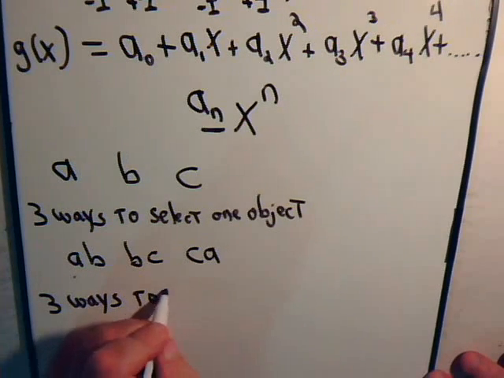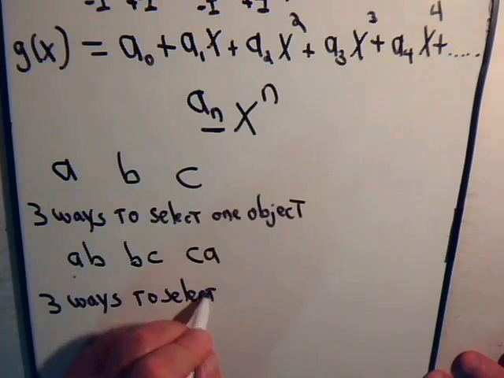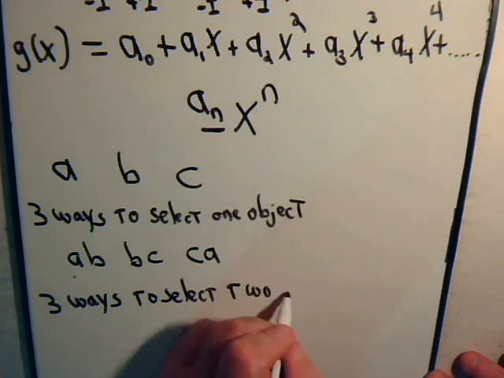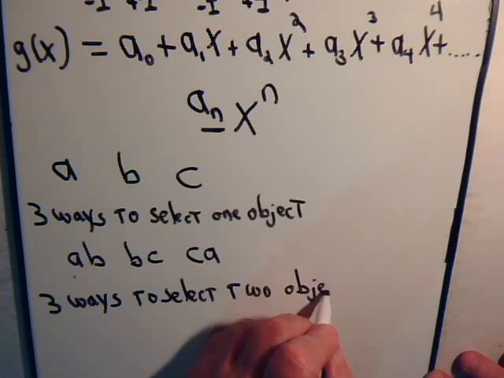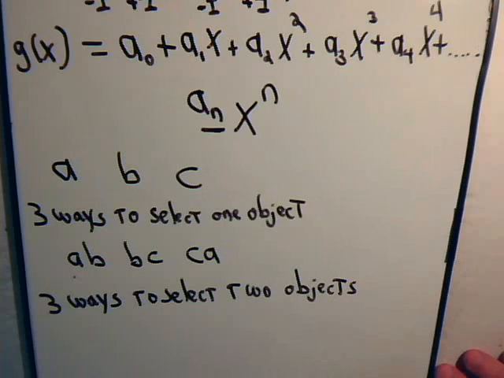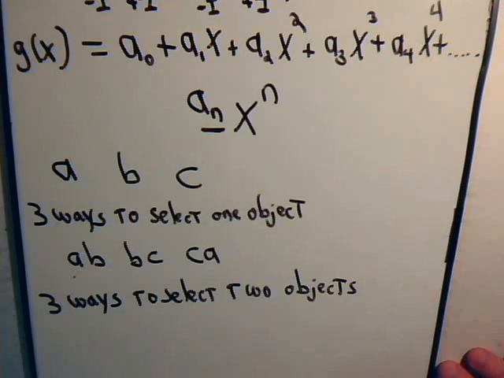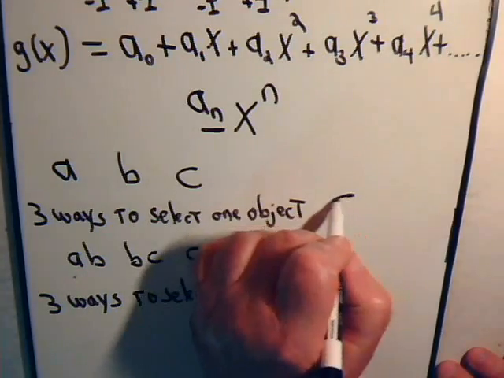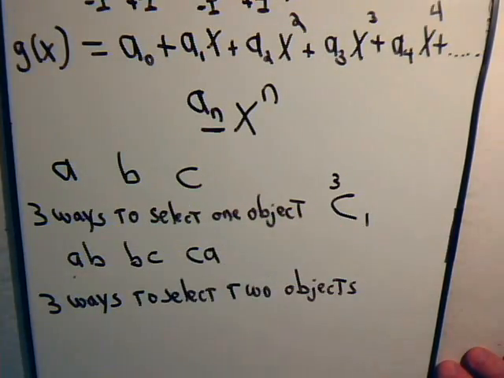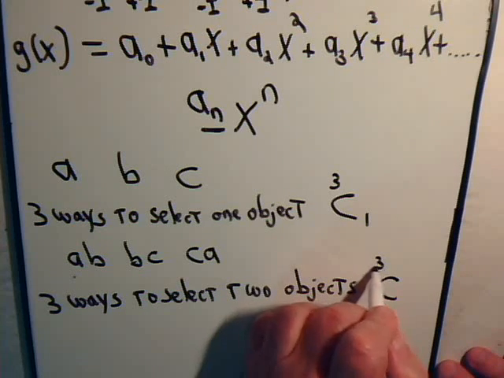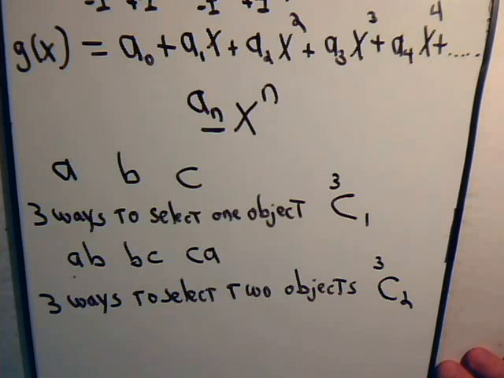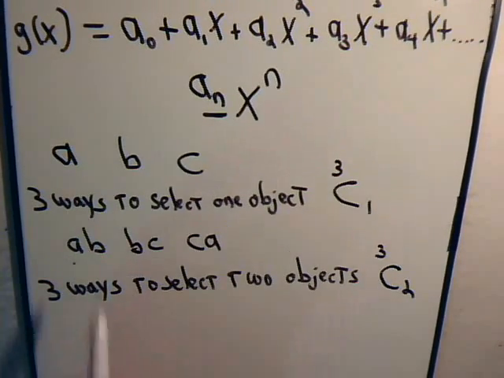Three ways to select 2 objects. Now before, in our earlier videos, when we started work with combinations, we said, well, if there's 3 objects and we want to choose one of them, and the order doesn't matter, how many ways can you do it? That was just this. Or of course it was just this. Now, how many ways can we select 3 objects when the order doesn't matter?